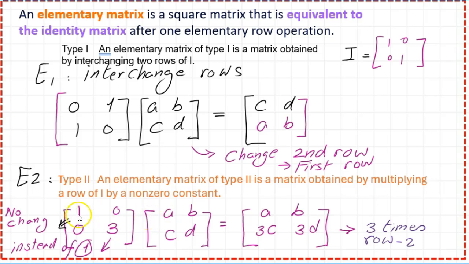A is still here, 1 by B plus 0, B is here, and here 0 by A plus 3 by C, we have 3C, 0 by B plus 3D, we have 3D. So by putting 3 here, we have multiplied the second row by 3. We have 3C, 3D. This is the second type, or what is called E2.